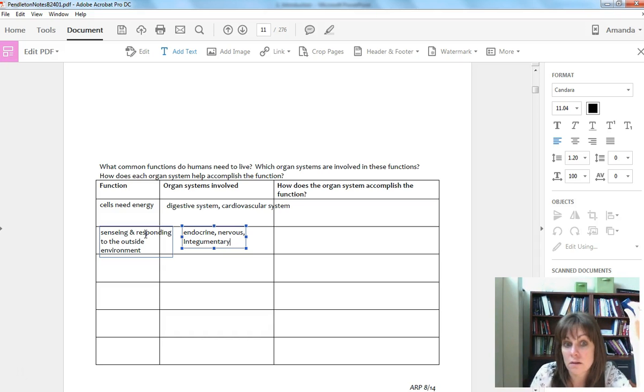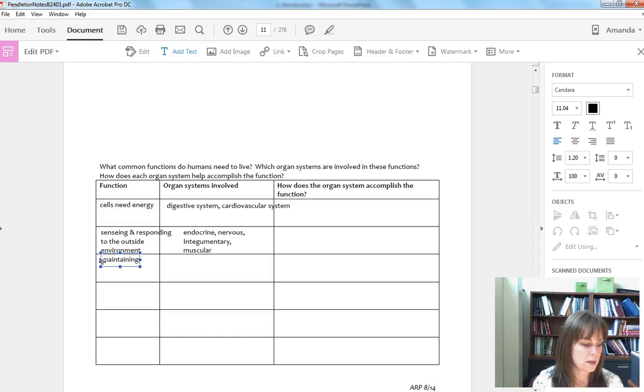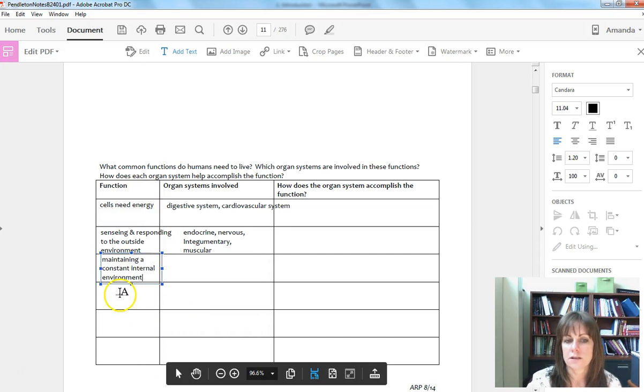Well, what are the systems involved in pulling my hand back? And so I've had some students make a case for muscular because that's part of the response. So another couple that I want you to think of is maintaining a constant internal environment. Okay, so think about that. What helps us maintain a constant internal environment?